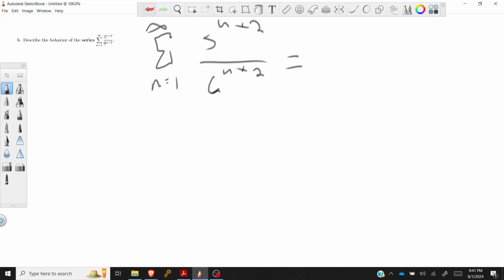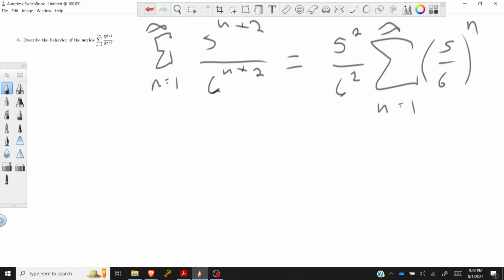So what instead we're going to do is multiply them. If you multiply two values that have the same base, then you add the exponents. If you put them to the power 2, you multiply the exponents. So I'm going to multiply 5 squared over 6 squared to get 5 over 6 to the n. See how this makes sense?